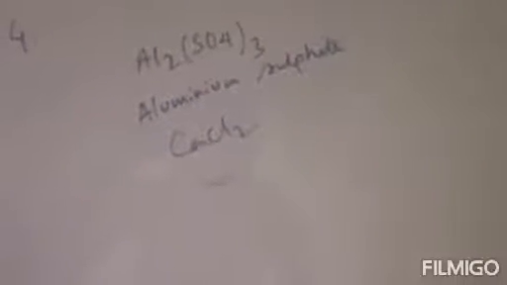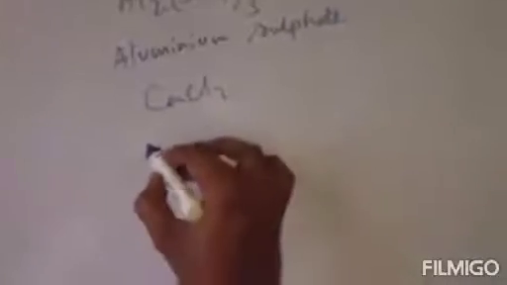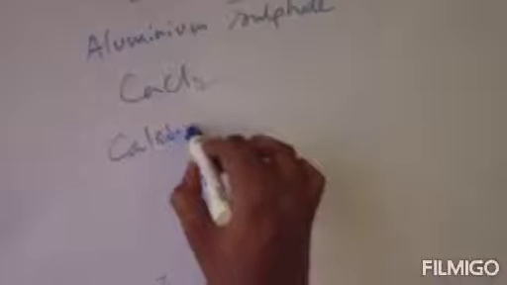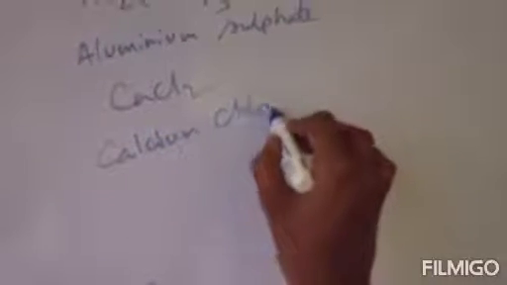Next, given as CaCl2. Now Ca means it is calcium and Cl is chloride. So the name is calcium chloride.